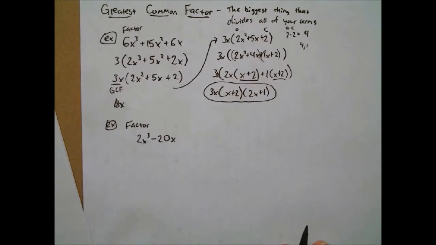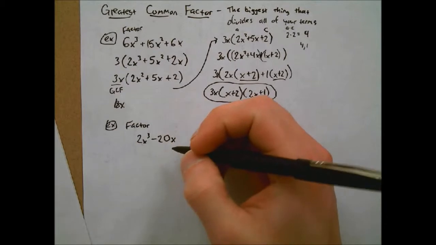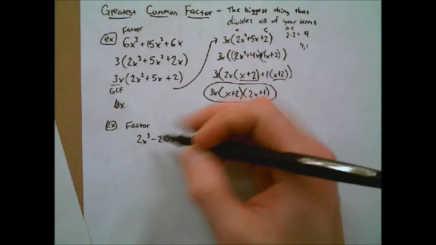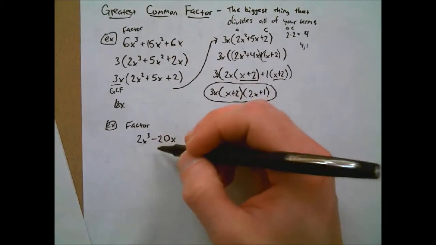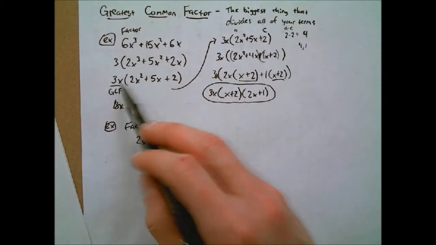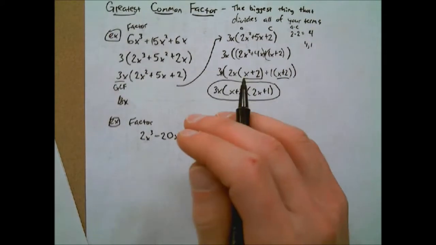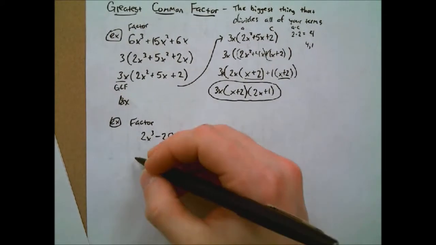2, and an x, right? If you want to do it all at once, feel free. If you want to take care of the numbers first, like we did up here, and then pull out your x's, you can do that too. You can do it step by step, or you can do it all at once. Let's do this all at once, because this is pretty straightforward here.